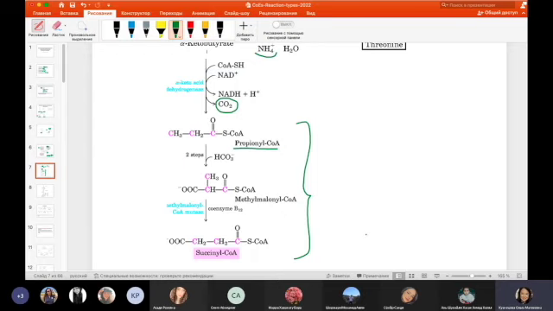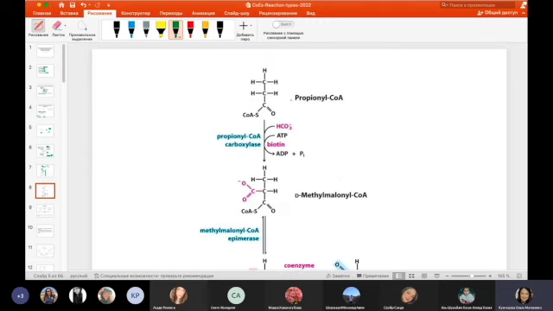The 3-carbon compound is converted to the 4-carbon compound methylmalonyl-CoA with participation of 2 very important enzymes, carboxylase and mutase. Carboxylase, let me open another slide to show you this way in detail. Propionyl-CoA is carboxylated using CO2. The enzyme name is propionyl-CoA carboxylase. It is a biotin dependent enzyme, and this conversion is ATP dependent.